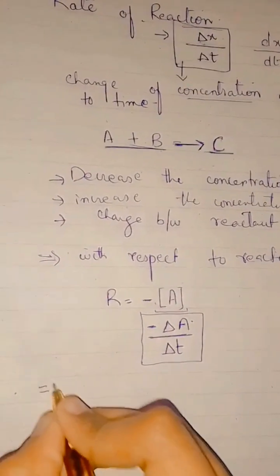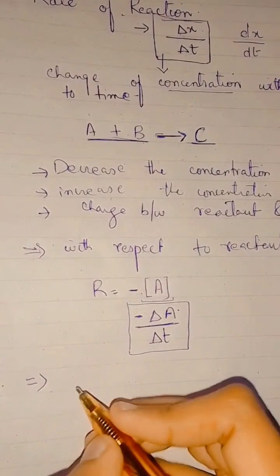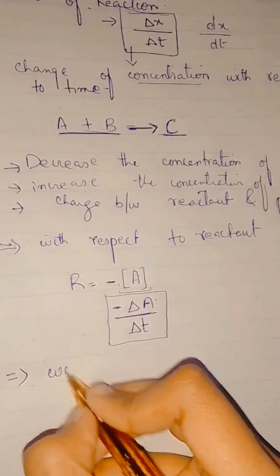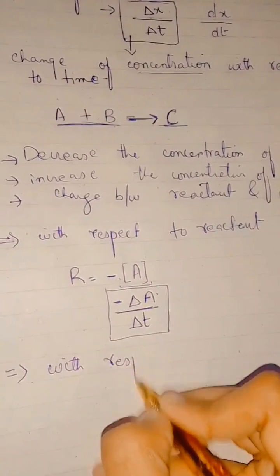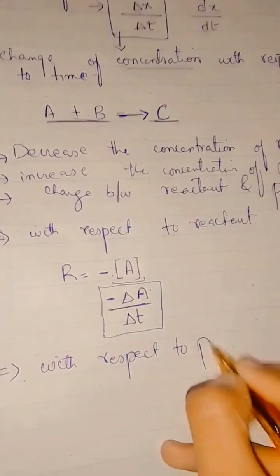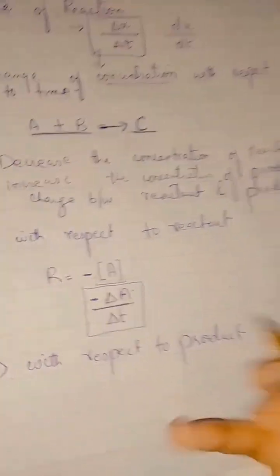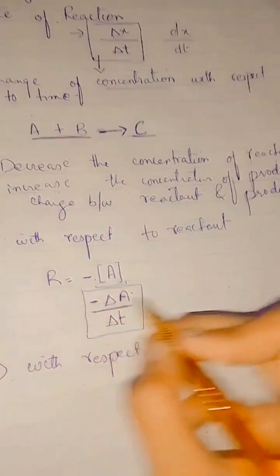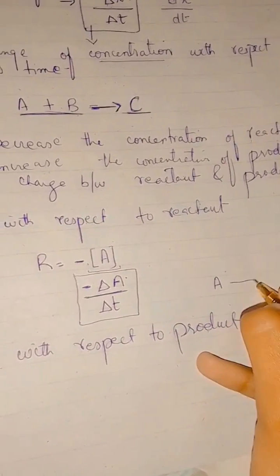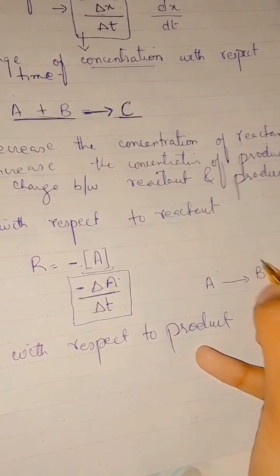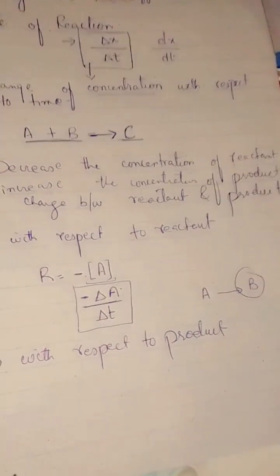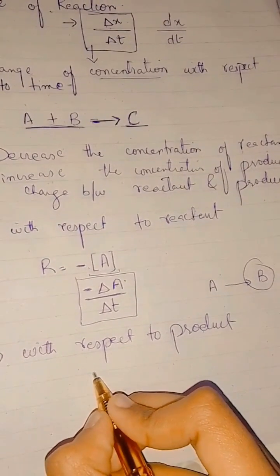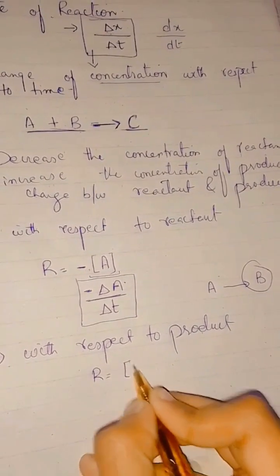And if we derive an equation with respect to a product, for example, here we have taken A as a reactant, A is reacting and making a product, that is B. Now B is a product. How will we be writing it? The rate will be B.